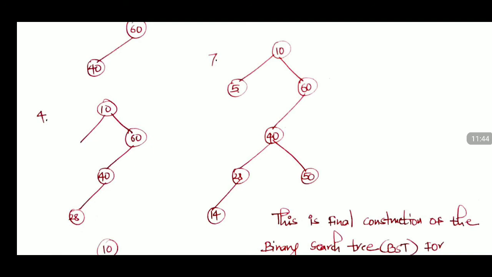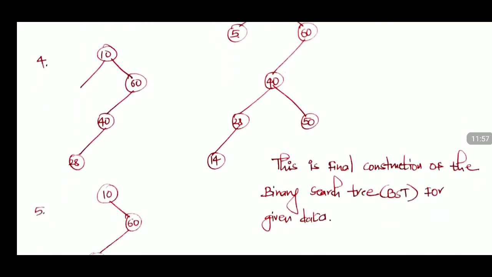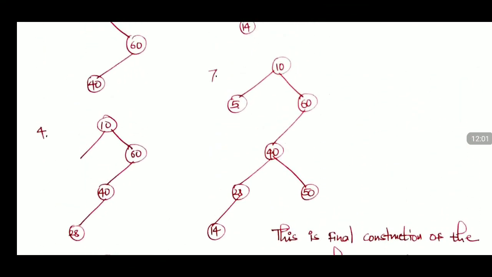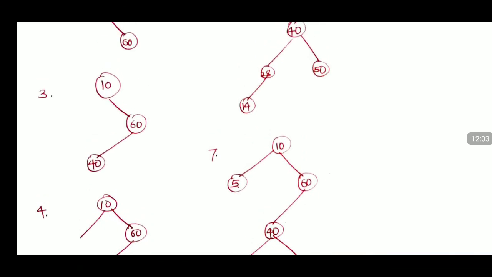10, 5 is left, 60 is right, to the 60, 40 is left, to the 40, 28 is left, 50 is right, and to the 28, 14 is the left element. This is the final construction of a binary search tree from given data.